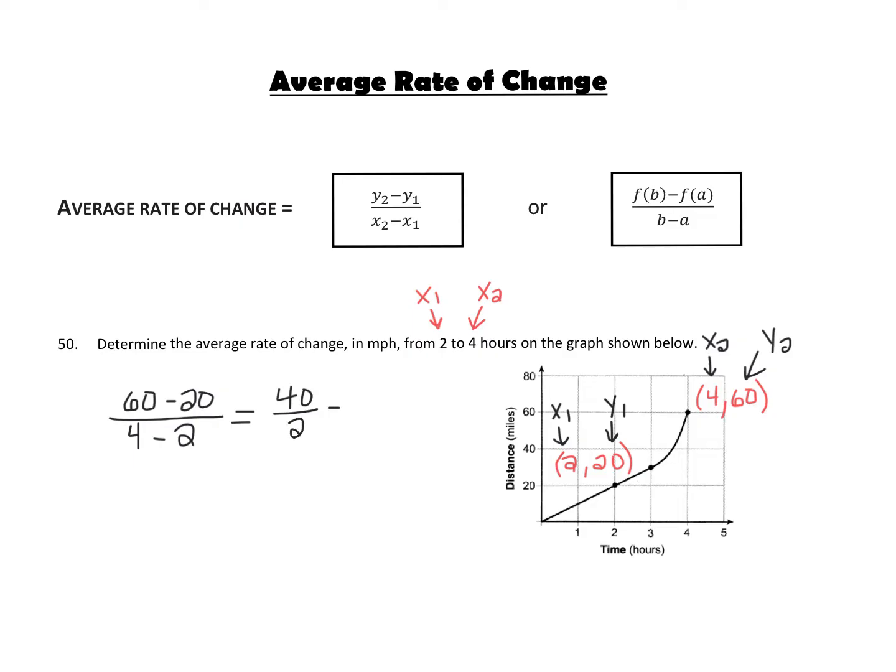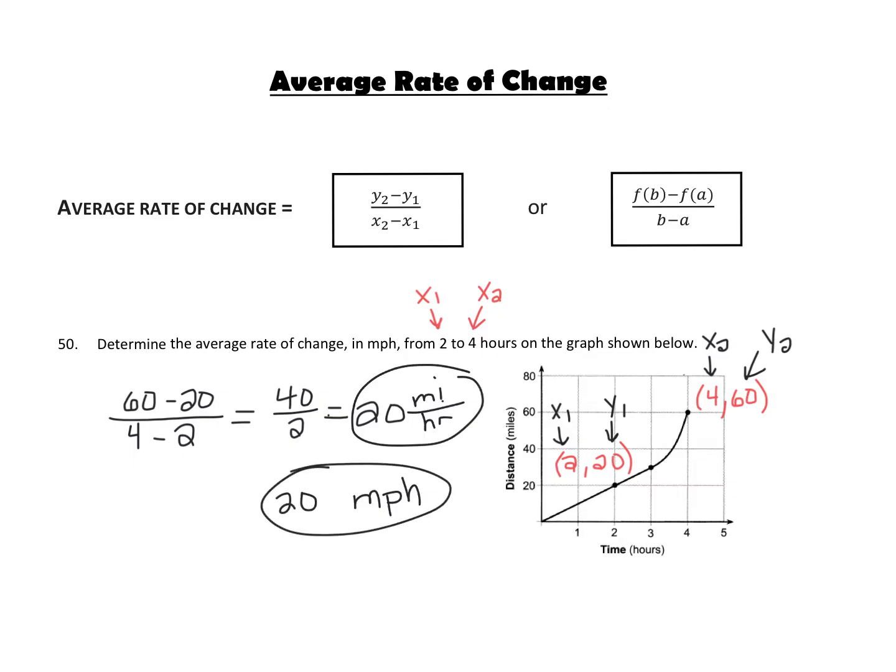And since 40 divided by 2 is 20, we wind up with 20, and then you have to put your units. Now let's think about this. Since the y is on top, isn't the y representing miles? And since the x's are on the bottom, isn't the x's representing hours? So your units would be miles per hour. Okay, it'd be miles over hours. And if you prefer to write that, since we usually say miles per hour, if you want to write it as 20 miles per hour, that would be fine as well.